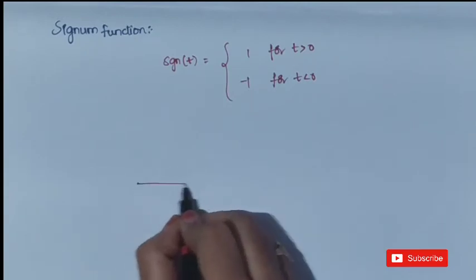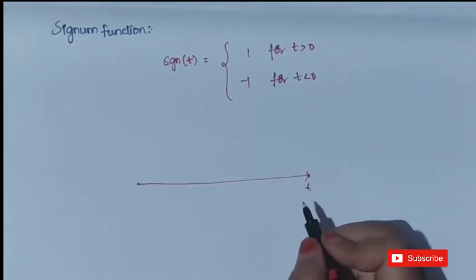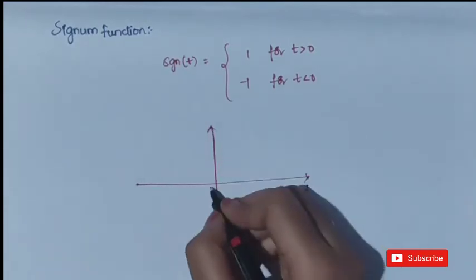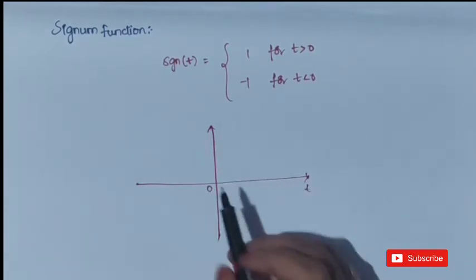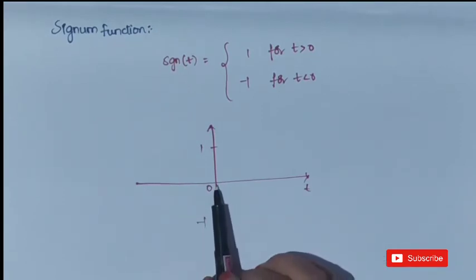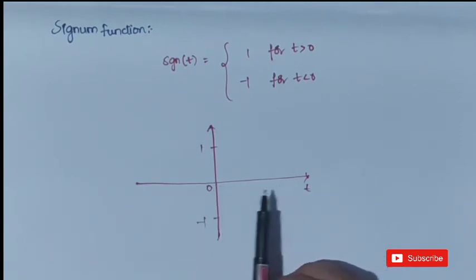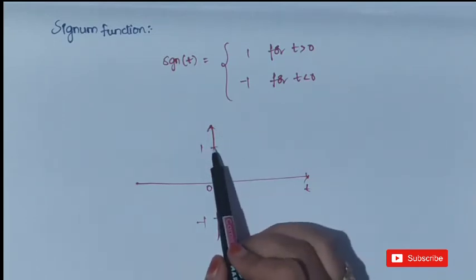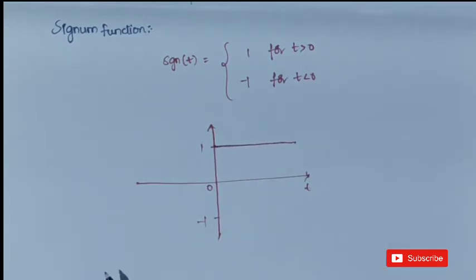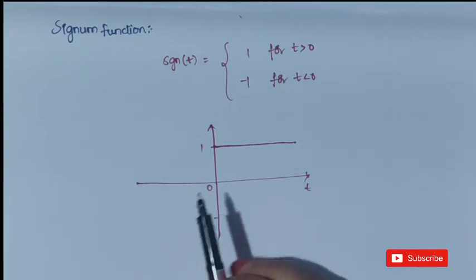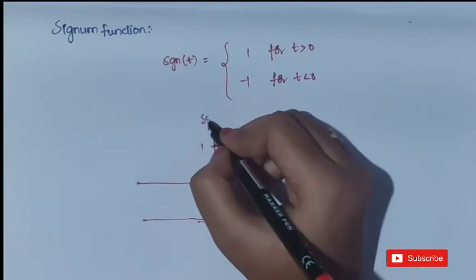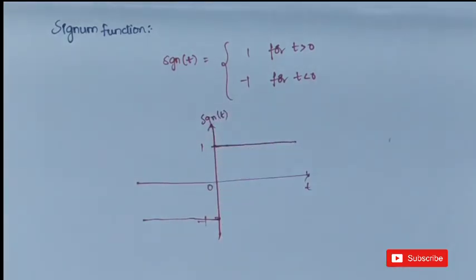If we consider the signal, we have to take t on the x-axis. Here is 0, let it be 1 and minus 1. For the samples greater than 0, its value is 1, so it is like this. For t less than 0, it is minus 1, so it is like this. So this is the signum of t.